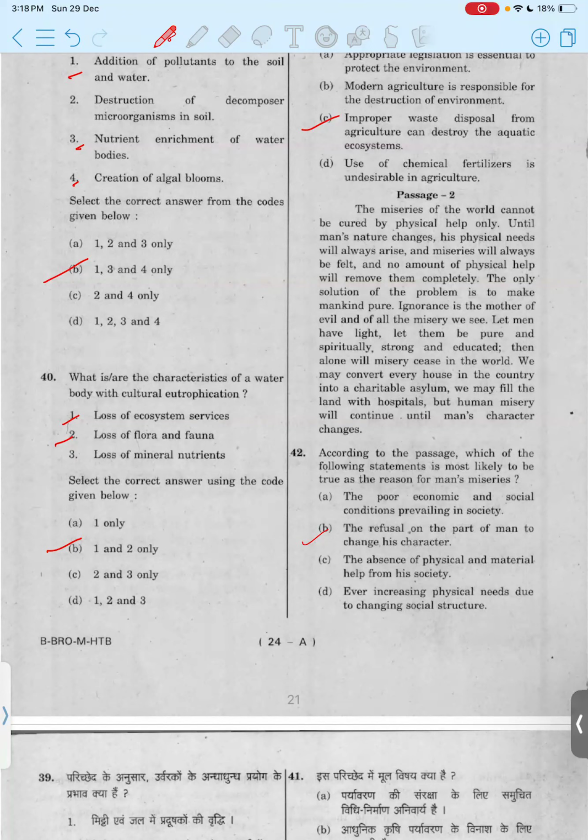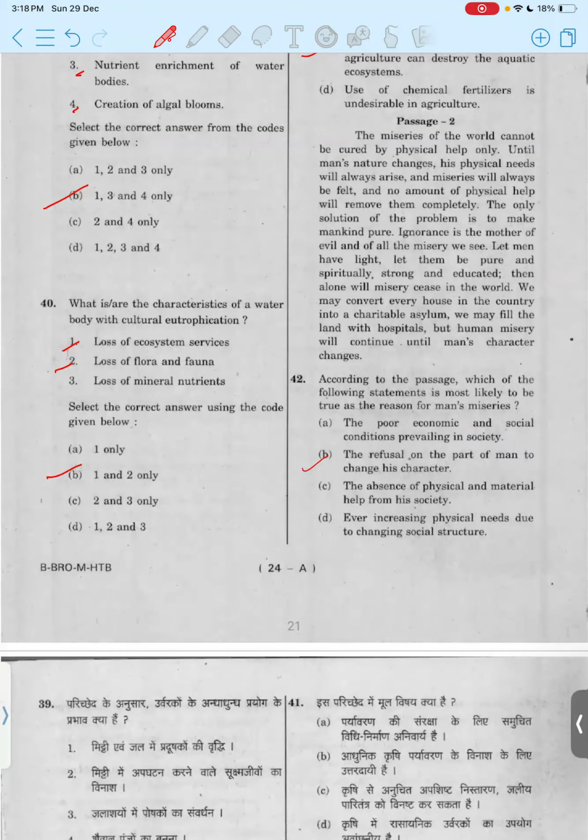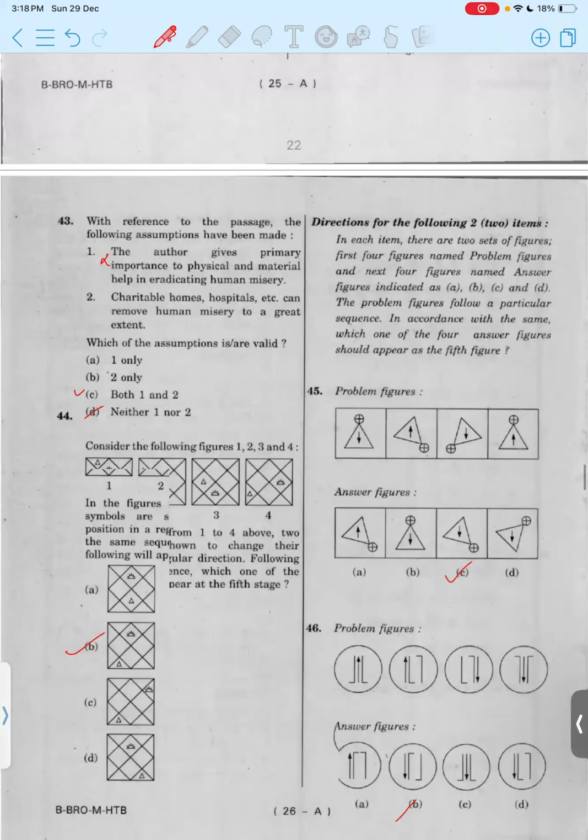On this basis, question 42 states: according to the passage, which of the following statements is most likely to be true as the reason for the man's miseries? On the basis of the gist, I believe it should be the refusal on the part of the man to change his character. And as per the answer key as well, option B is the right answer.